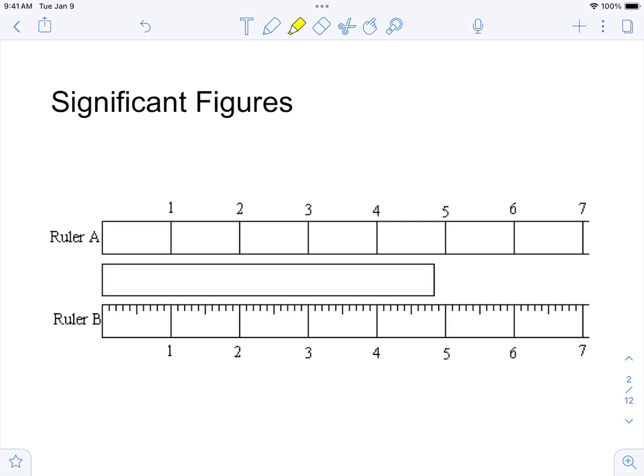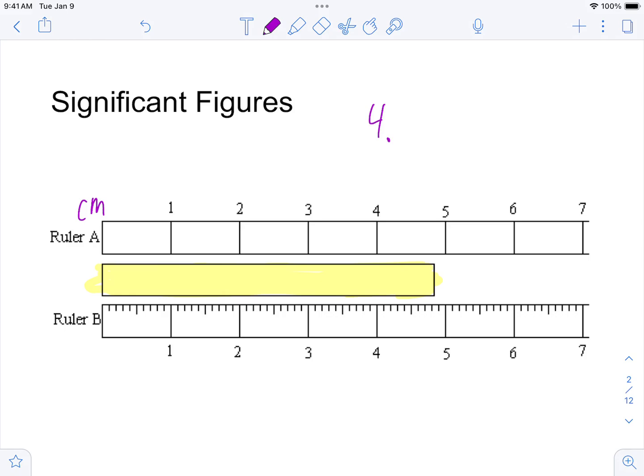If we look at a length example first, we have an object in the middle and we have two different rulers that we're using to measure it. If you are using ruler A, without question, anyone would say that the length is between 4 and 5. And let's say it's centimeters that we're measuring. So without a doubt, it's 4 point something.